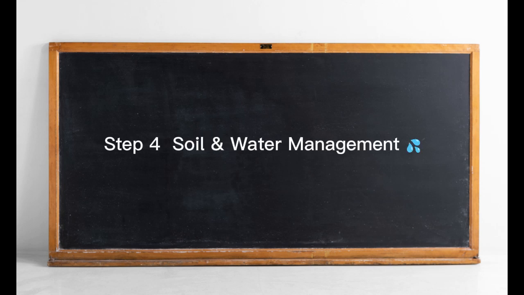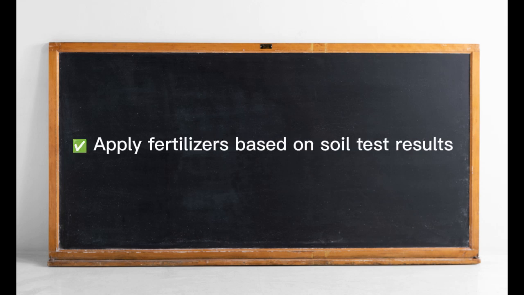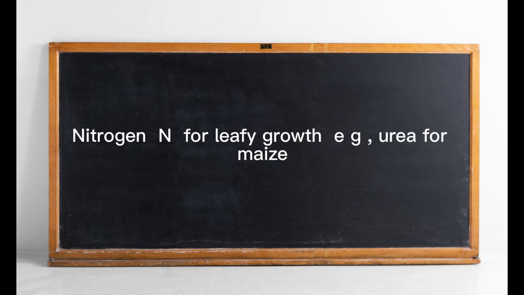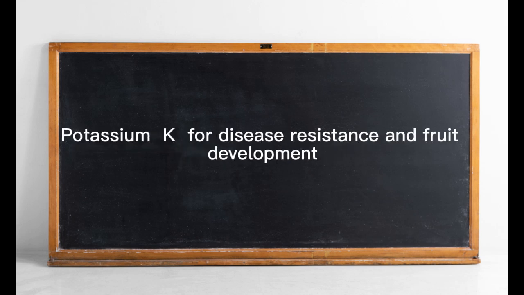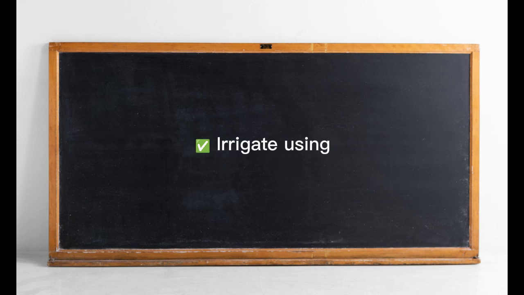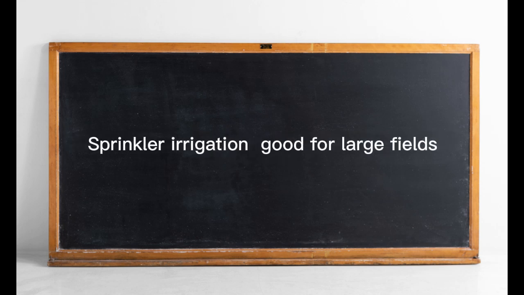Step 4: Soil and water management. Apply fertilizers based on soil test results: nitrogen for leafy growth, phosphorus for strong roots and flowering, potassium for disease resistance and fruit development. Irrigate using drip irrigation, sprinkler irrigation, or rain-fed farming.